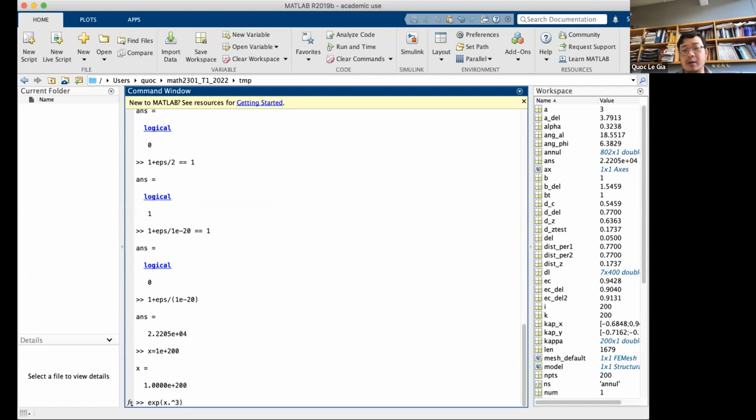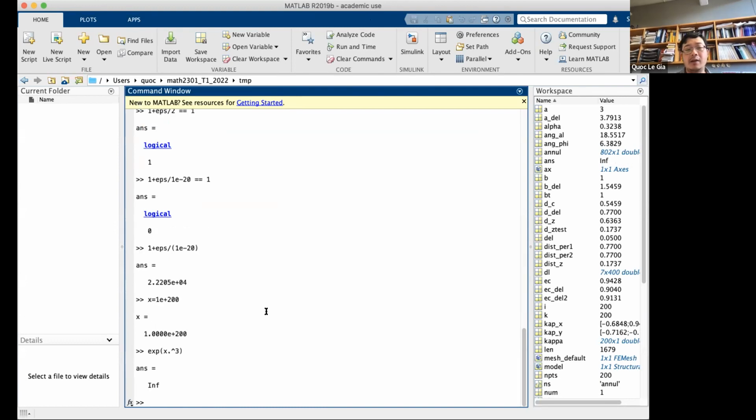Well, remember, the dot here just means that if it's a vector, then it takes every element. Yes, it's infinity, right? Because if you take 10 to the 200 and raise it to power 3, then you get 10 to the 600. Wow, it's infinity already. Why is that? Because it's based on real max. So real max is this number.